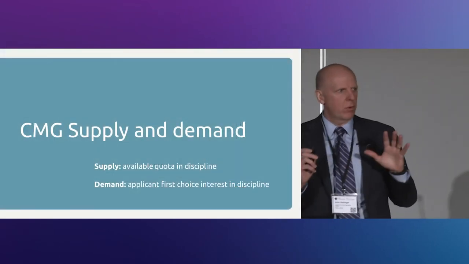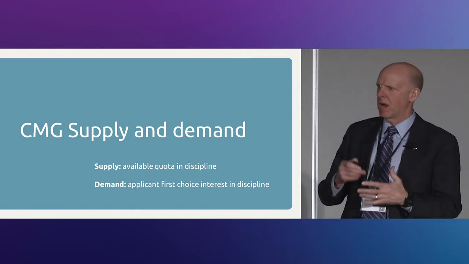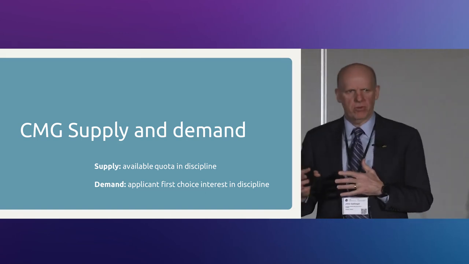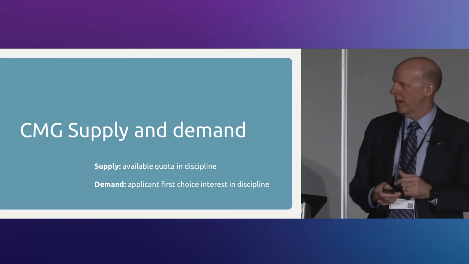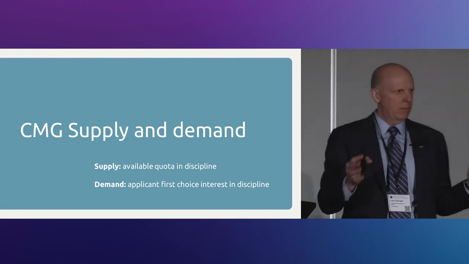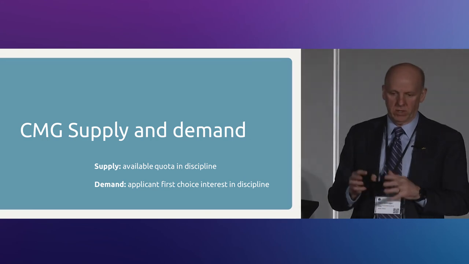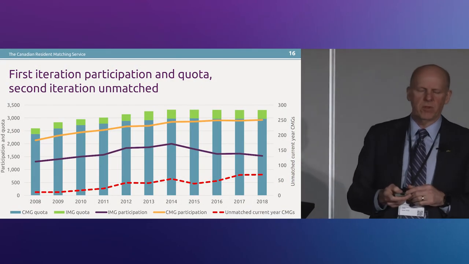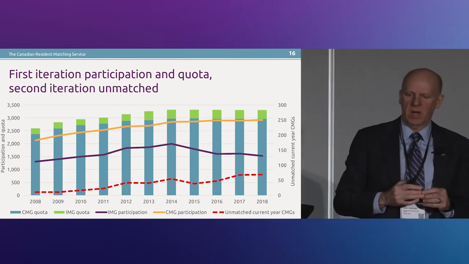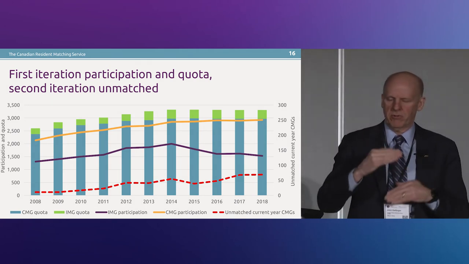So now we'll focus ourselves on Canadian medical graduates, supply and demand, and this is where we're going to do a deep dive on how many of what disciplines are there in relation to the interest of the Canadian medical graduate cohort. And again, supply, available quota, demand, first choice interest, either by discipline or in clusters. So this is a view of the full system, and the green is IMG quota, the very top of the bar. The blue is CMG quota, so the large bar.